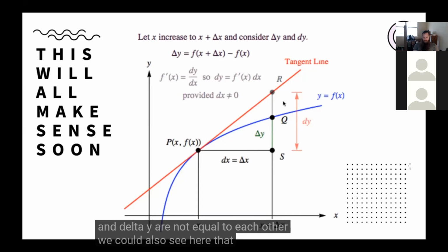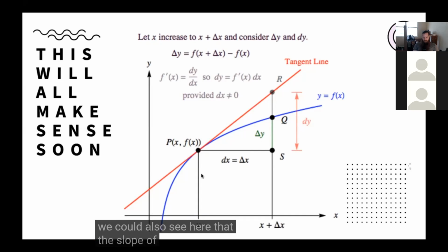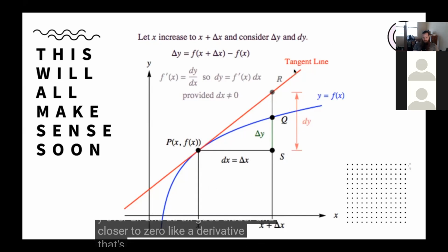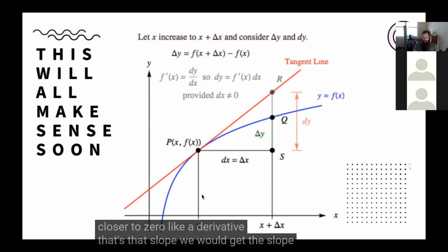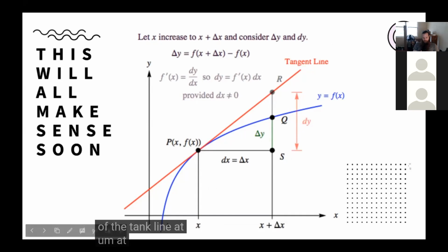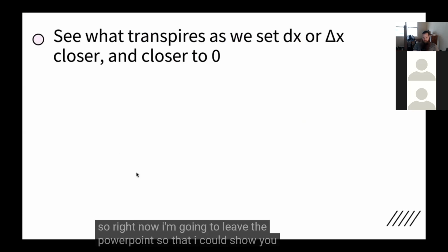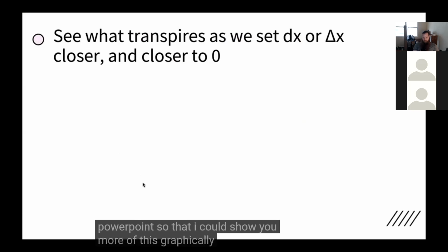We can also see here that the slope of the tangent line can be represented as dy over dx. And as dx goes closer and closer to 0, like the derivative, we will get the slope of the tangent line at x equals a. So that will be at this point right here. So right now I'm going to leave the PowerPoint so that I can show you more of this graphic.